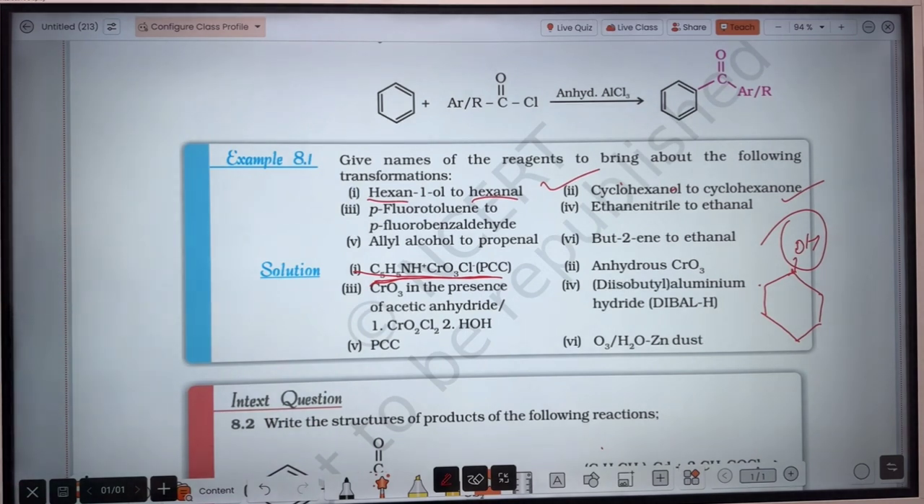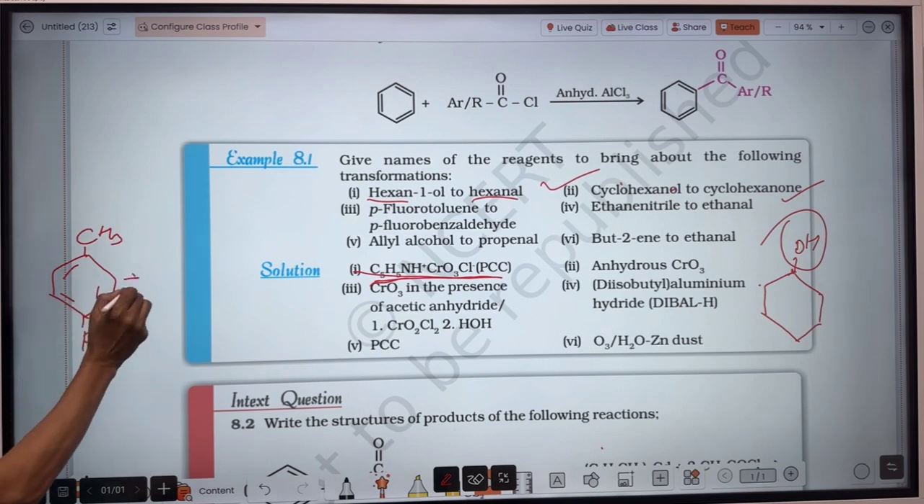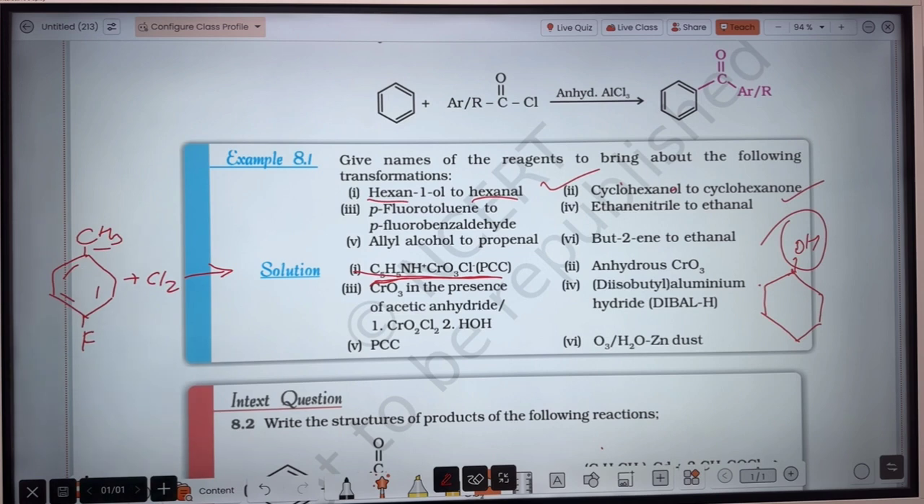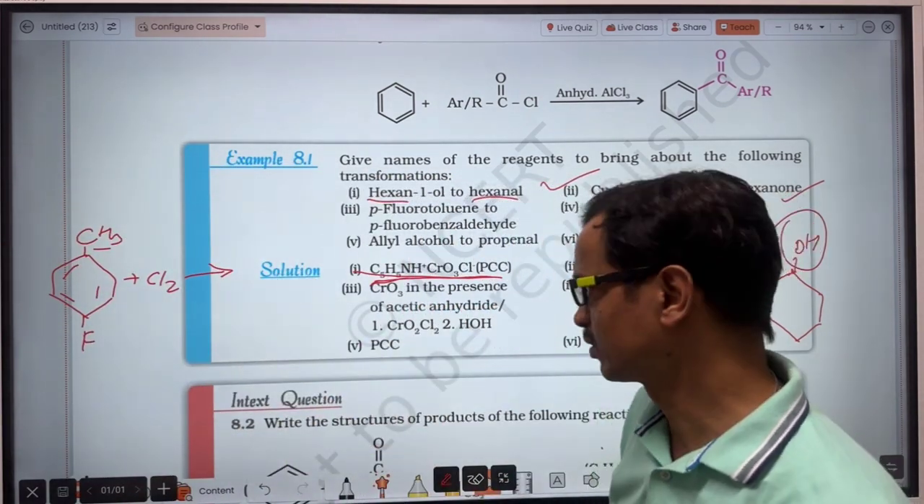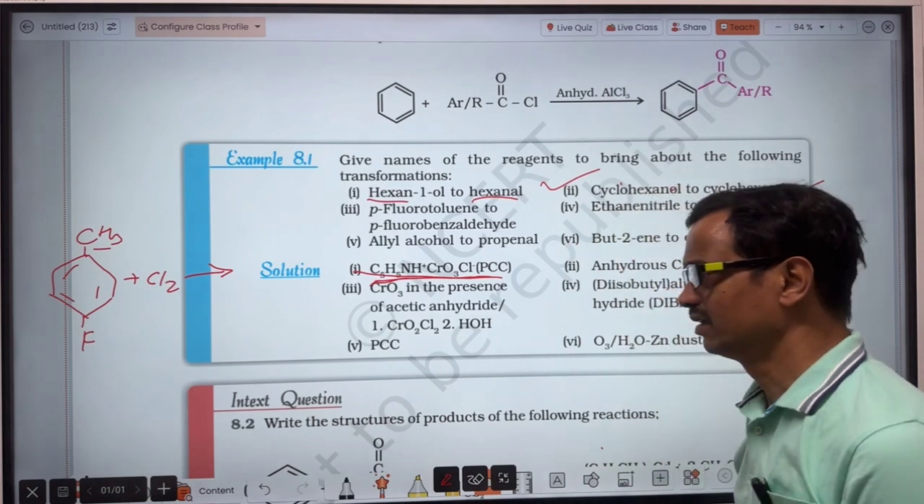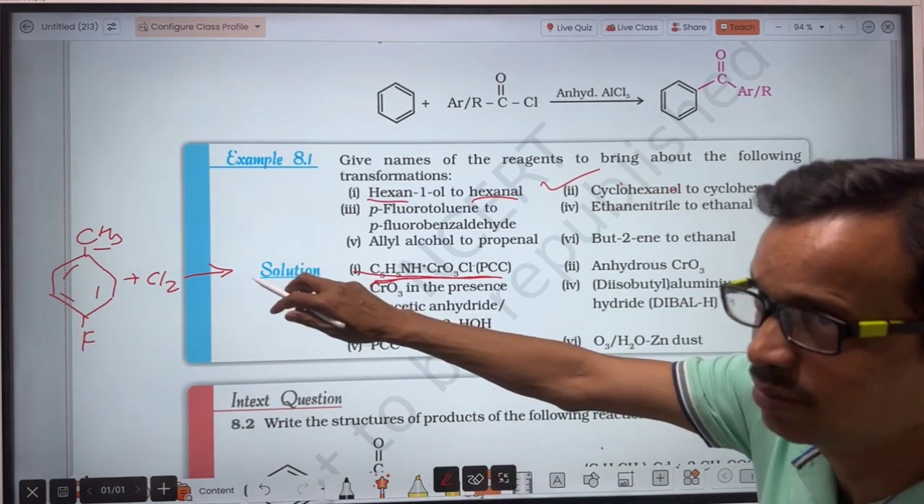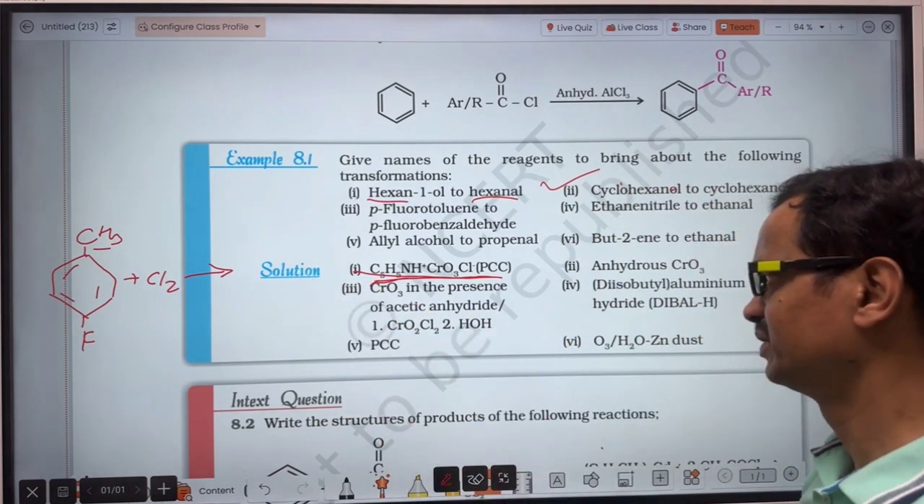Now here, 4-fluorotoluene to 4-fluorobenzaldehyde. Let's see. You can firstly react with chlorine here, or you can use the Etard reaction, whatever you would like. You do the Etard reaction, or the reaction with chromyl chloride, that means side chain chlorination followed by hydrolysis, that also you can do.